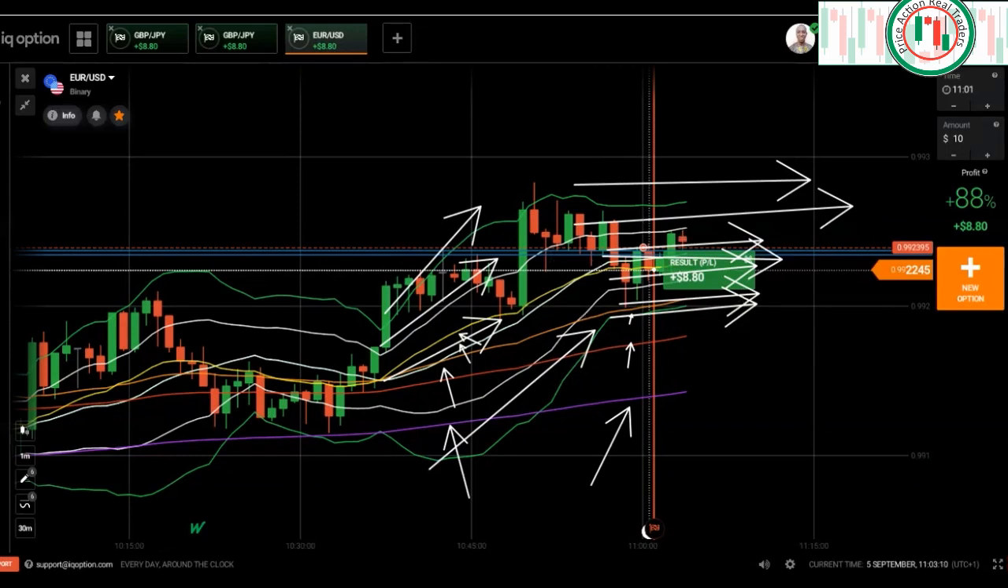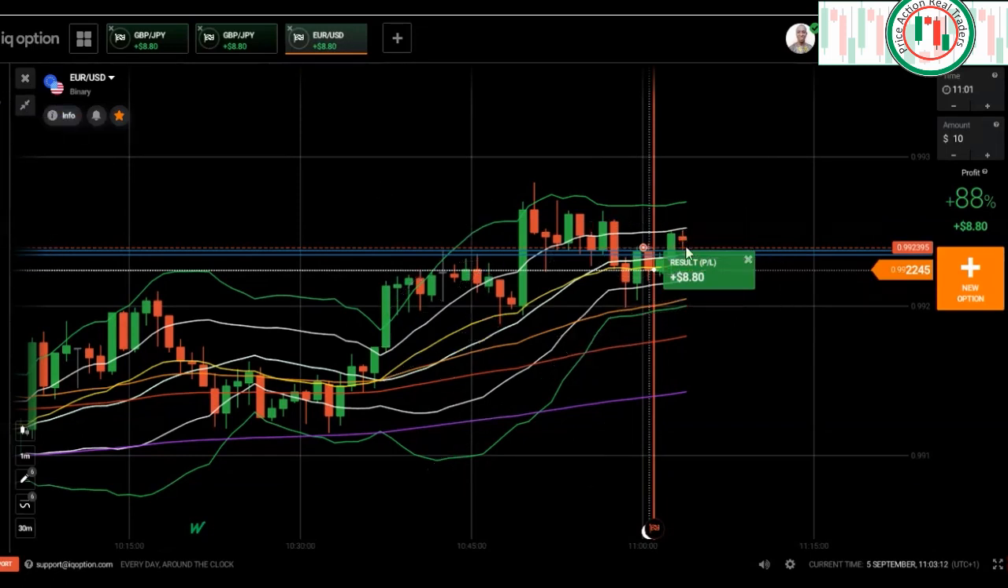Don't trade touch, trade close in this situation. Just trade close in this situation. So it's very, very simple.